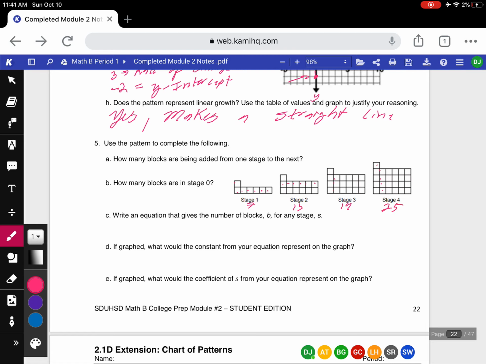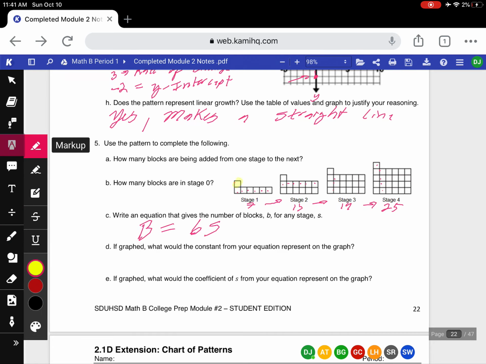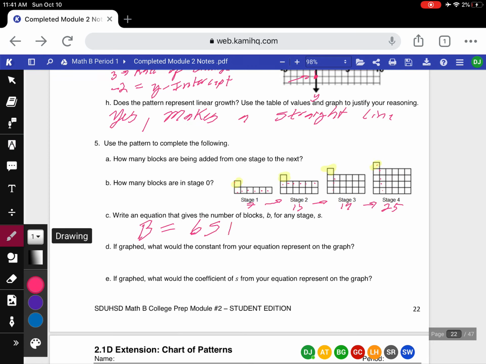So it says write an equation that gives you the blocks. Well, what am I going up by each time? I'm increasing by 6. So the total amount of blocks is equal to 6s, but look at that. 1 times 6 is 6, but there's 7 blocks. 2 times 6 is 12, and there's 13 blocks. So what we need to do is take into account this top block up here, this one right here. And to do that, what we must do is add 1 each and every time.